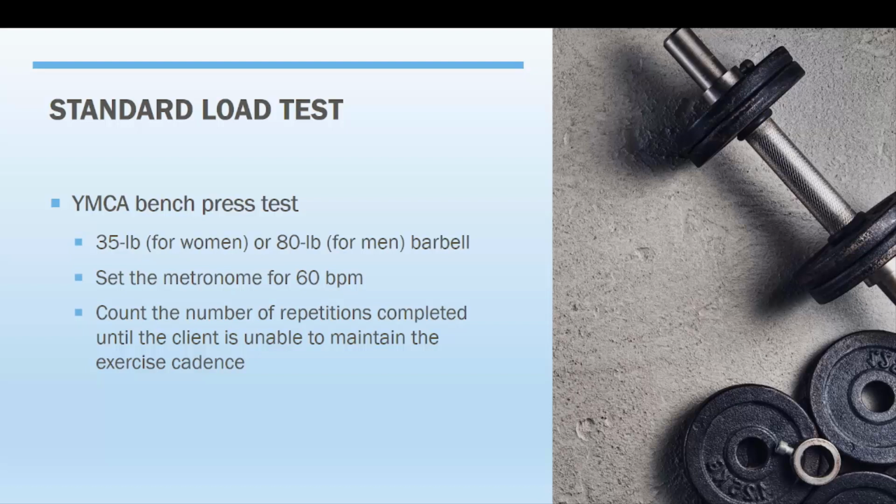Women use a 35-pound barbell, while men use an 80-pound barbell. A metronome is then set for 60 BPM so that the client performs 30 repetitions per minute of the exercise. The trainer is to count the number of repetitions completed until the client is unable to maintain the exercise cadence.